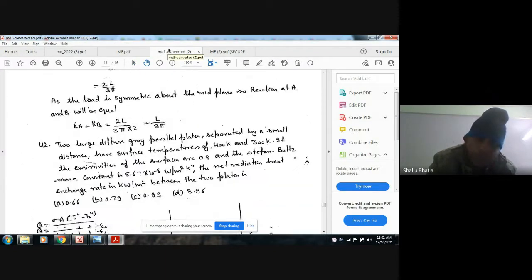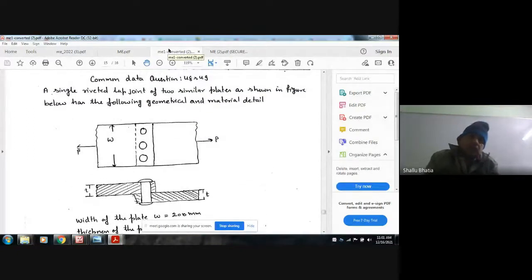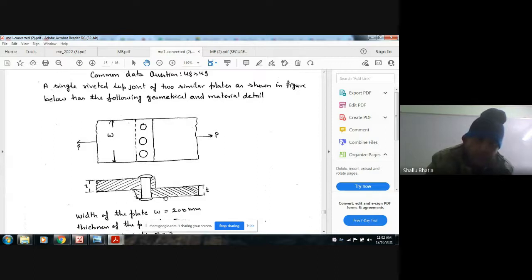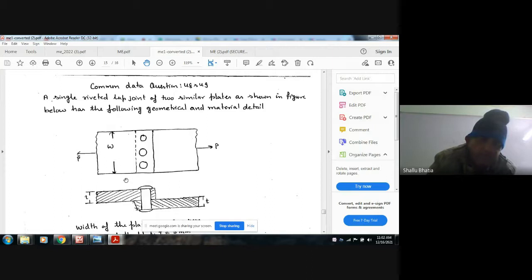Next is question number 48 and 49, common data questions. A single riveted lap joint of two similar plates, as shown in the figure below, has the following geometrical and material details. So this is your load P, and these are the rivets. Width of plate W is 200 mm.